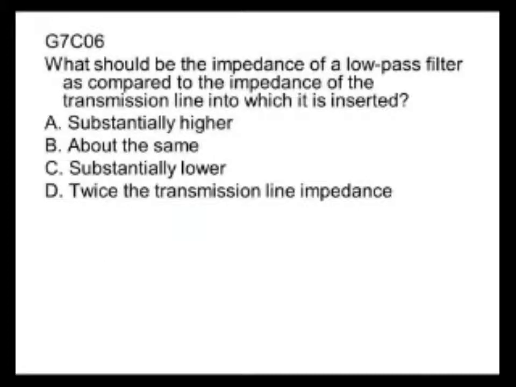What should be the impedance of a low-pass filter as compared to the impedance of a transmission line into which it's inserted? You want to keep impedances as nearly the same as possible always when you're going through transmission line from a transmitter to an antenna. So about the same is the correct answer. You want the impedances to be as nearly the same as possible all the way through that system.